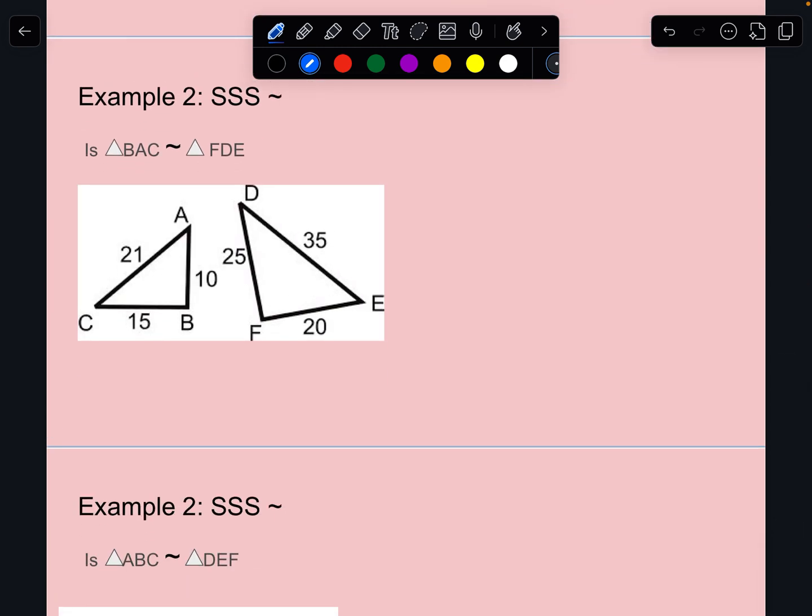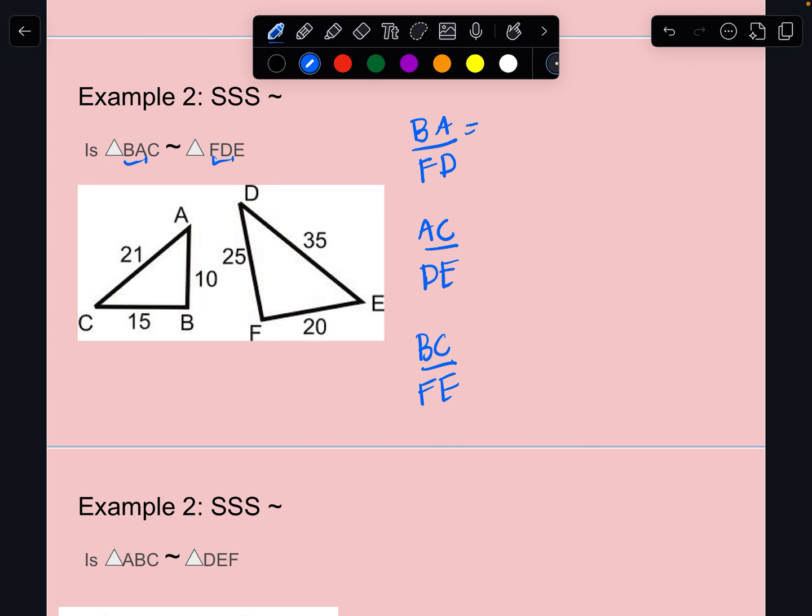Let's look at these ones. Pay attention to how it's written. BA comes first, FD comes first. So those are a pair of corresponding sides. AC comes second and third, DE comes second and third. So those are corresponding sides. BC comes first and last, FE comes first and last, which means those are a pair of proportional sides.